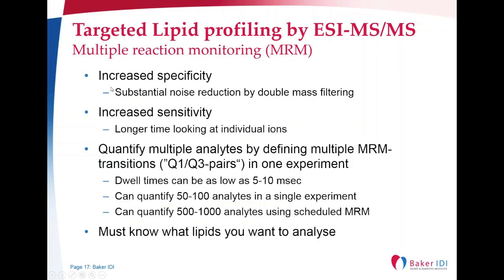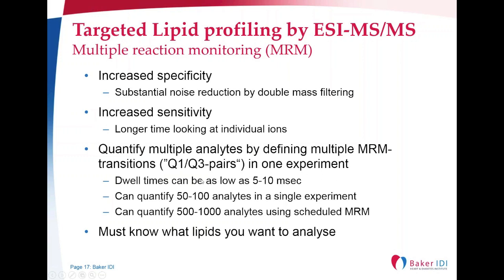The advantages of this, in our hands at least, for triple quadrupole instruments is you get this increased specificity and you reduce the background noise by this double mass filtering. Using this type of approach, you also can look for longer periods of time at individual lipids, and so you can improve sensitivity. And of course, we can couple together multiple analytes by simply defining multiple MRM transitions, or these Q1 and Q3 ion pairs, and we can do that in a single experiment.